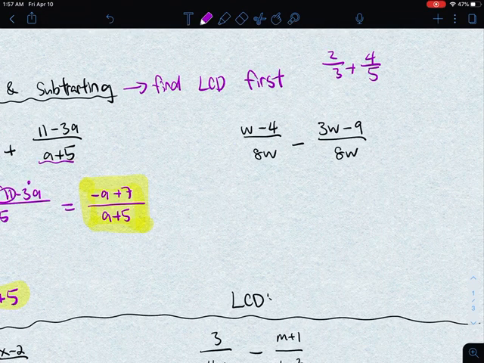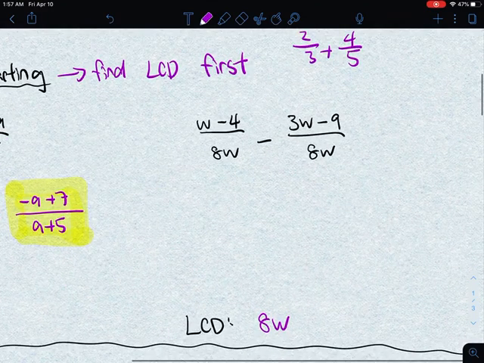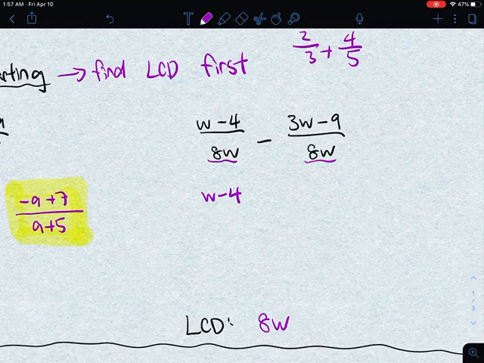All right, let's look at the next one. Again, this is very convenient because I already have the same denominator, which is going to be 8w, because they have the same denominator here and here. But you do want to watch out when we're adding and when we're subtracting, especially. So if you're subtracting, let's always make sure you put parentheses here.